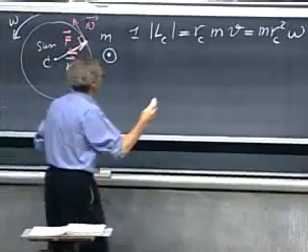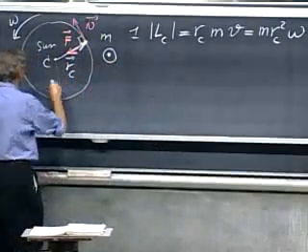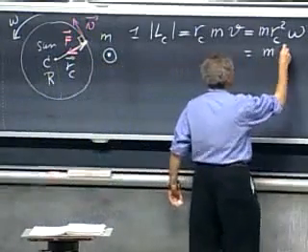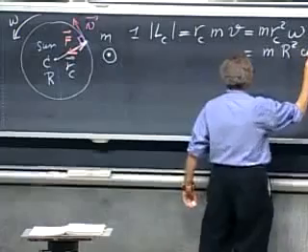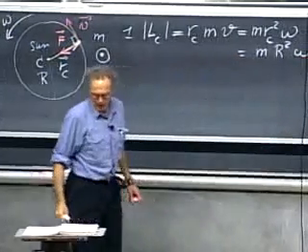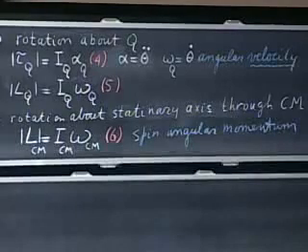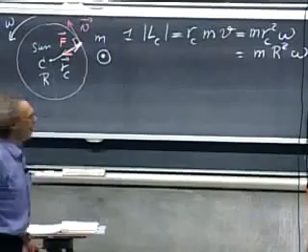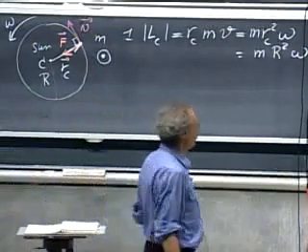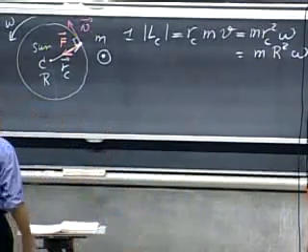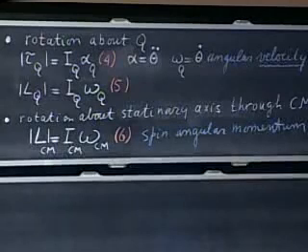And if this r is the radius of the circle, then this obviously becomes m r squared omega. You could have chosen equation 5, and you would immediately have said, aha, I have a rotation about point Q, which in this case is C, and so the magnitude of L about C equals the moment of inertia about point C times omega.